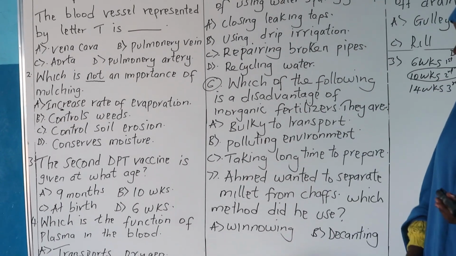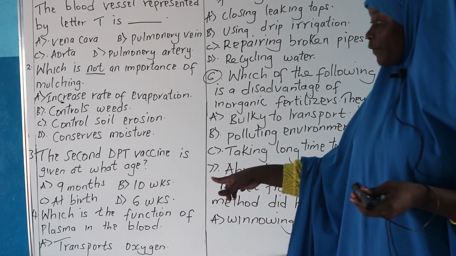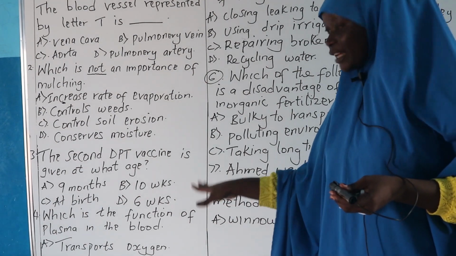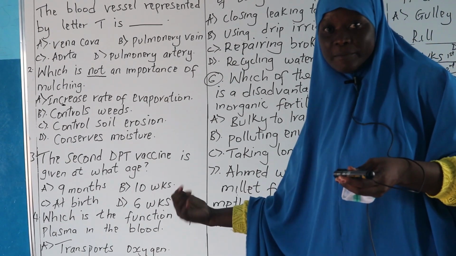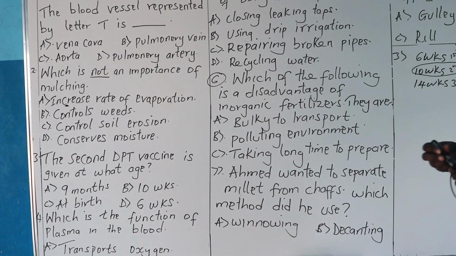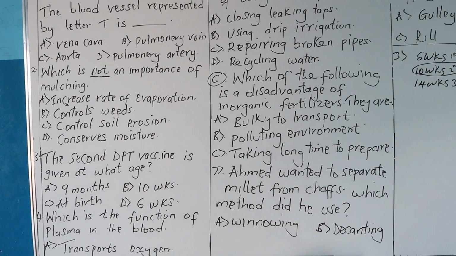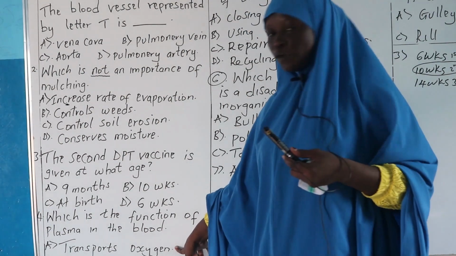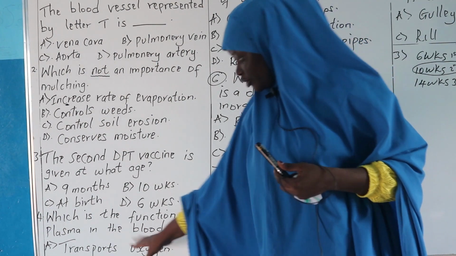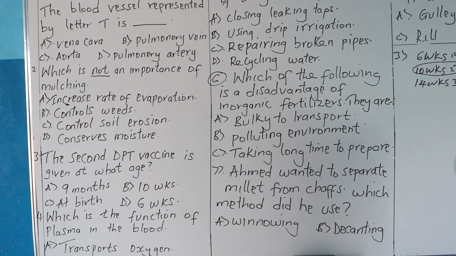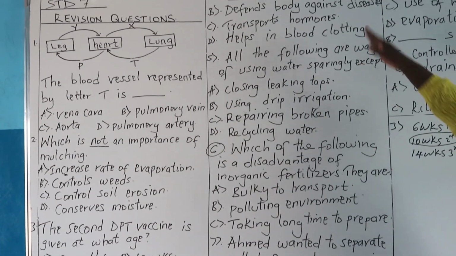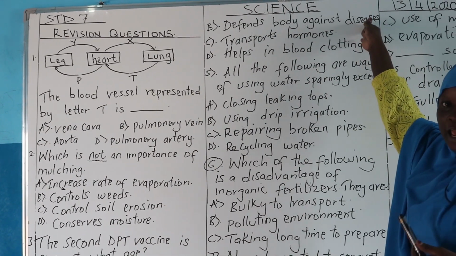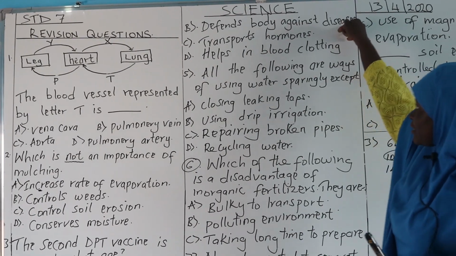Now, as we come here, you also need to know the function of the red blood cells, the platelets, and the white blood cells, because in the choices they might be mixed. So let us see, what is the function of the red blood cells? The red blood cells transport oxygen. So this is not for plasma, this is for red blood cells, transport oxygen. Then we have defend the body against diseases. Which one is that? This is for white blood cells.